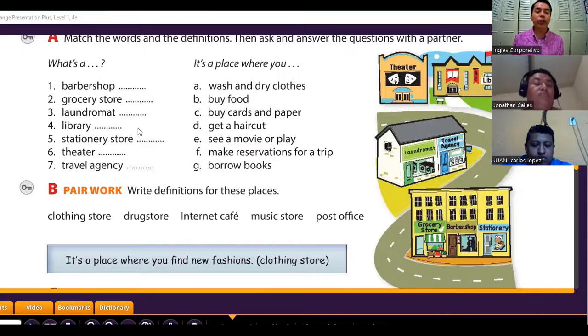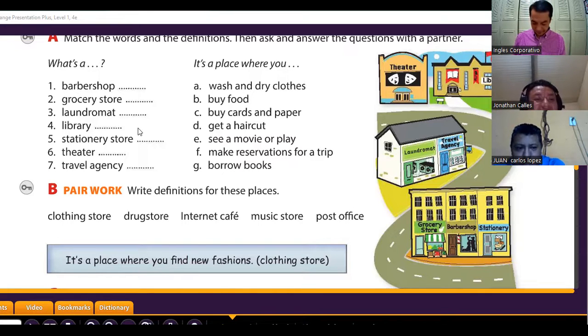Stationery store. Jonathan, what's a stationery store? It's a place where you buy cars and pampers. Okay, paper, right? Creo que Jonathan, paper. Está pensando en cuando era bebé Camilita, ¿va? And pampers. Okay, buy cars and paper. Good, thank you, Jonathan. Now, Jonathan, make the question to Jose.